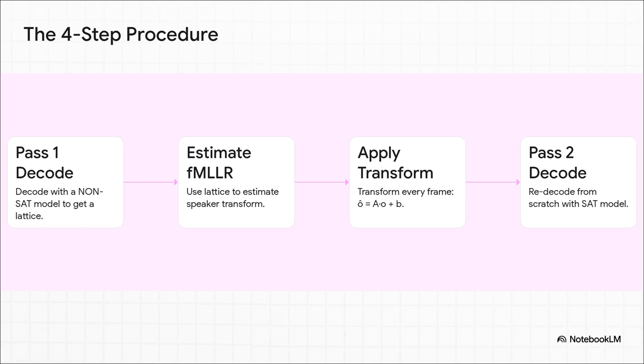Step 2, we use that rough lattice to estimate the speaker-specific fMLLR transform, which gives us our matrix A and vector B. Step 3, we apply that transform to every single audio frame. Our features are now mathematically shifted into a canonical, normalized space. And finally, Step 4, which is Pass 2. We redecode the audio completely from scratch, but this time using our powerful SAT model on the newly adapted features.